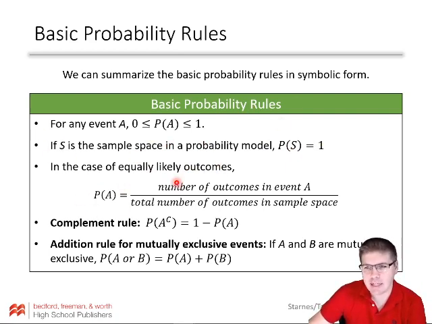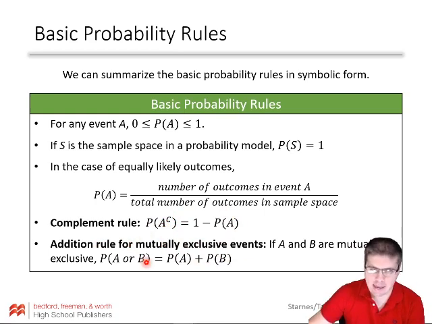If you're dealing with equally likely outcomes, which is when we're in simple probability mode, then it's just the number of favorable outcomes out of the number of possible outcomes, the total number in the sample space. If you want to know the complement, the probability that something doesn't happen, you can do 1 minus that probability. So if something has a 40% chance of happening, it has a 60% chance of not happening. And that's that little C, the complement.